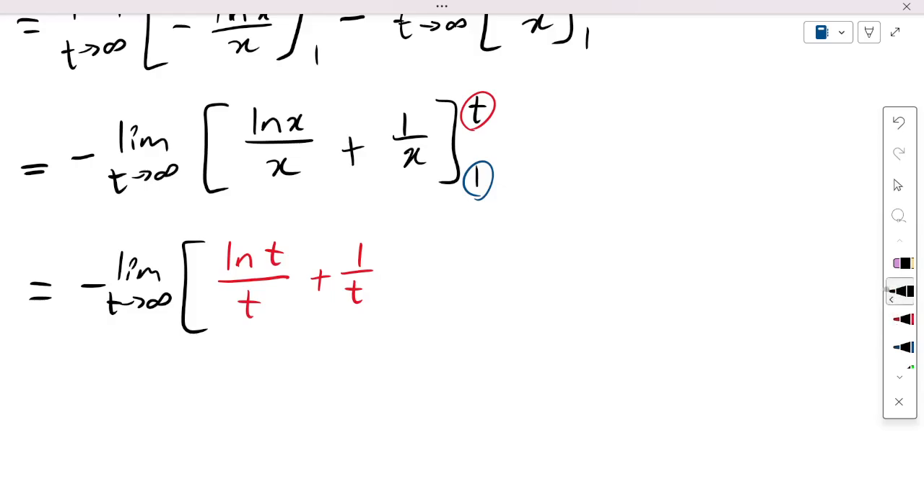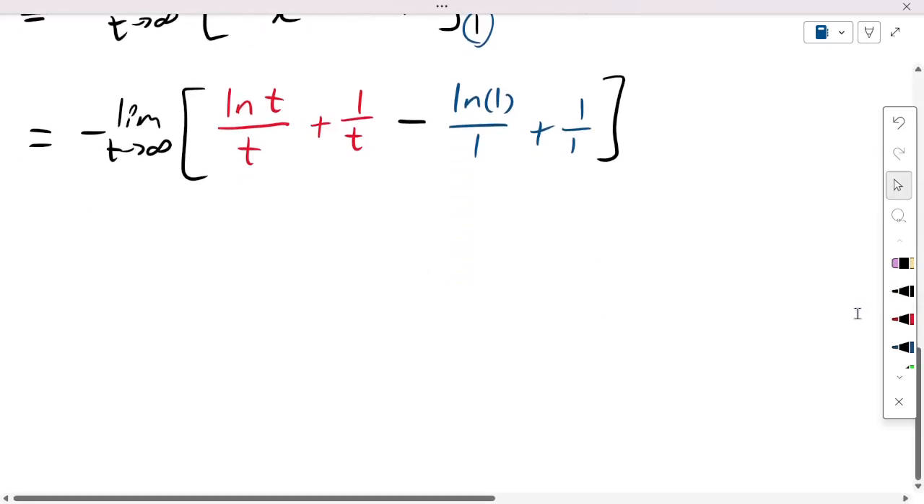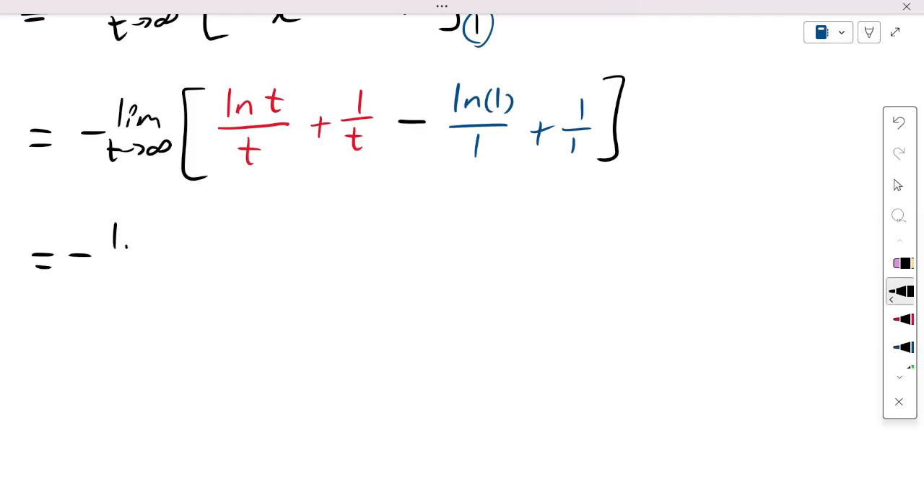And then this is going to be minus, sorry, because we are minusing them. And this is going to be the blue, which is going to be the natural log of 1 over 1 plus 1 over 1. Okay, and there we go. We have done the evaluation process now. And then over here, we're just going to continue. It's going to be the limit as t approaches infinity.